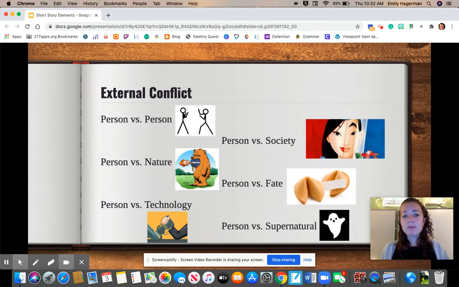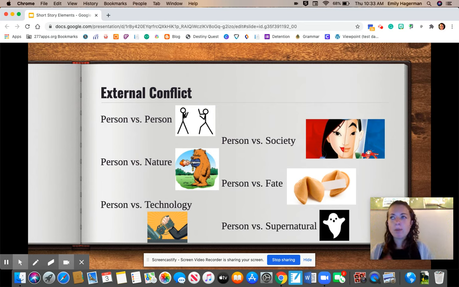Then we have 6 types of external conflict that we are going to talk about. External, like outside of the main character, outside of themselves. So the really obvious one that you can probably think of is person versus person. So maybe not necessarily just like a fist fight, but maybe there's 2 people that really don't like each other. Or if you've seen the movie Mean Girls, we have the plastics, and then we have the other groups, and they're in conflict with each other.